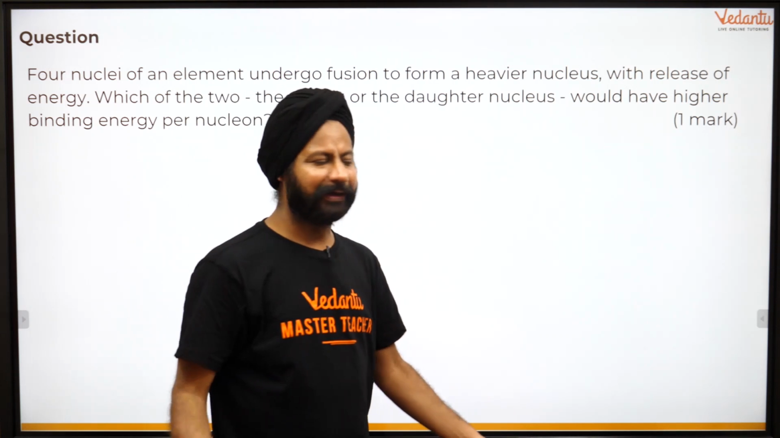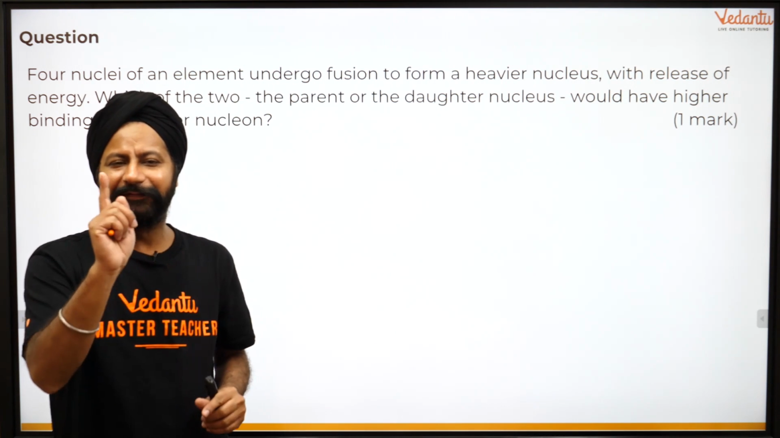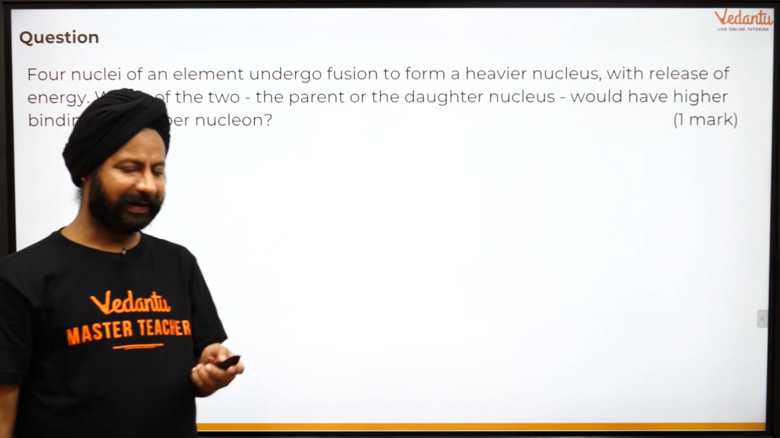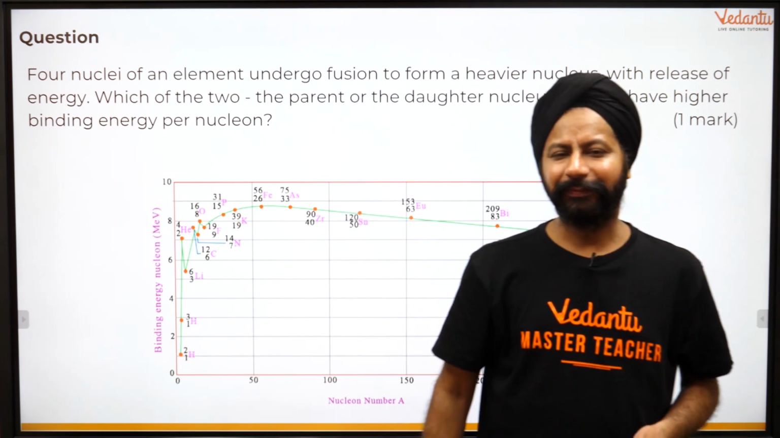Four nuclei were there, and all four combined to form one bigger nucleus. It's a fusion happening because there is more binding energy there. So look at the answer here. It's a 1-mark question. You're supposed to write this.